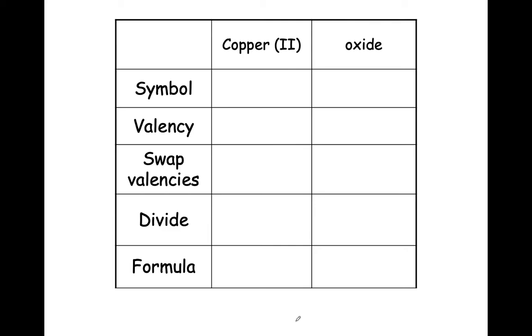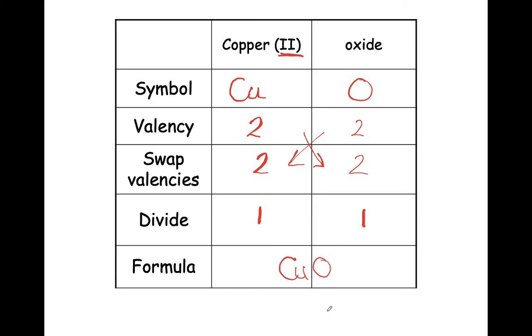Copper(II) oxide. So once again we are starting with symbols. The symbol for copper is Cu and the symbol for oxygen is O. This Roman numeral here, the 2 I's, tells us that copper has a valency of 2. Oxygen, being a member of group 6, also has a valency of 2. Swap them over, 2 and 2. Now we can divide 2 by itself to give us 1 and 1. So our formula then is CuO.